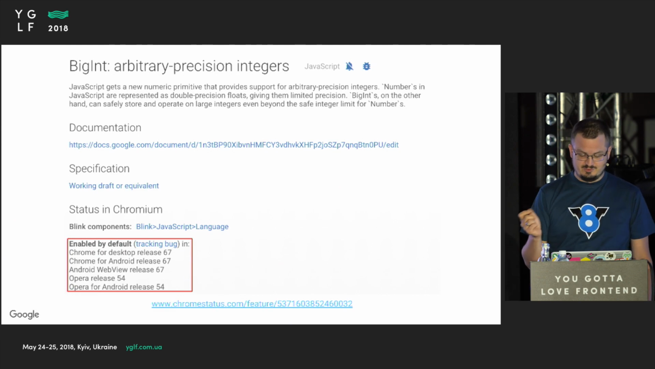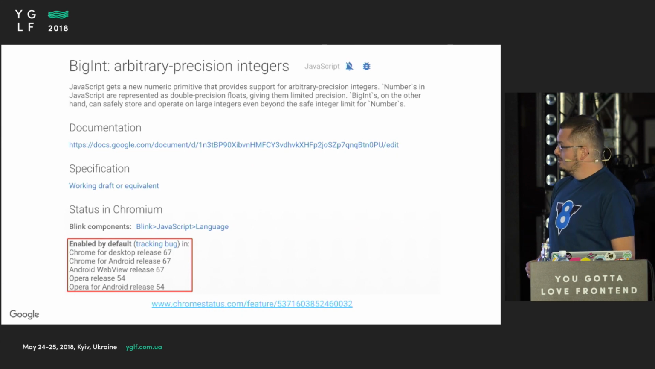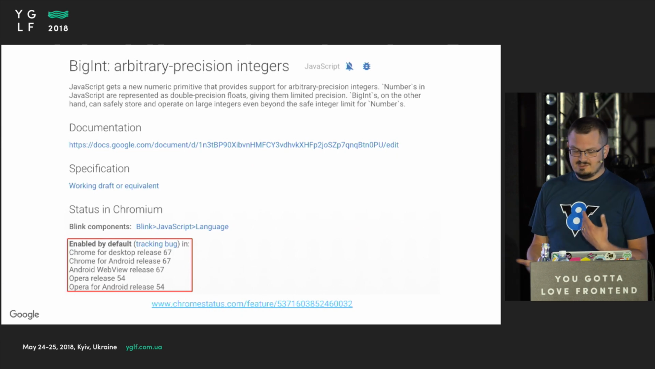And all of this is going to be in Node 10, LTS. So you can start using it. Other browsers are also almost shipping it, or at least are close to shipping something.